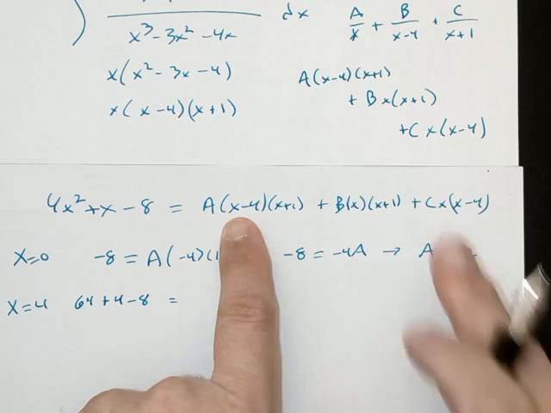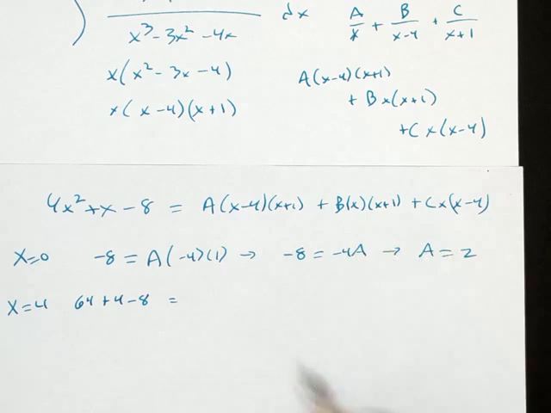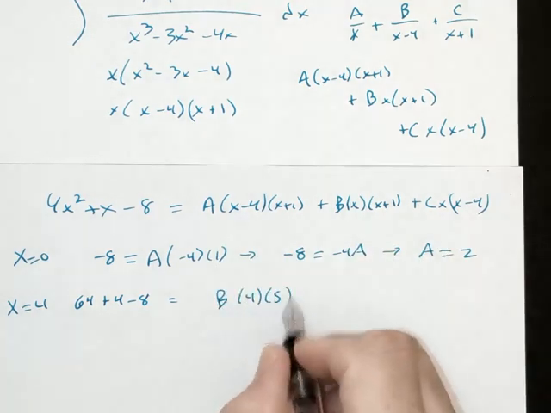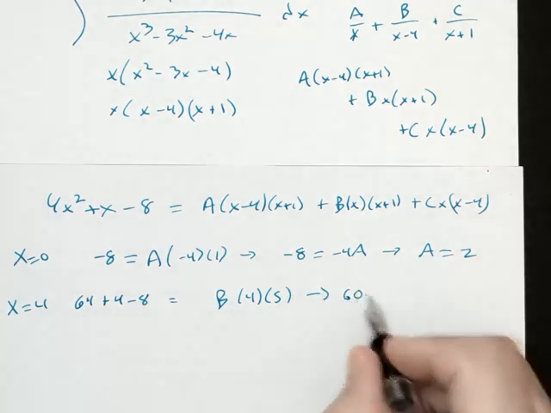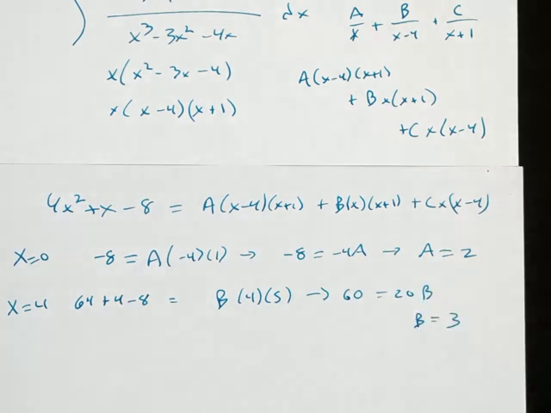This piece is going to become 0. This piece is going to become 0. The only piece that's not 0 is this one. So I get b times 4 times 5. So that's 60 equals 20b. B is 3.